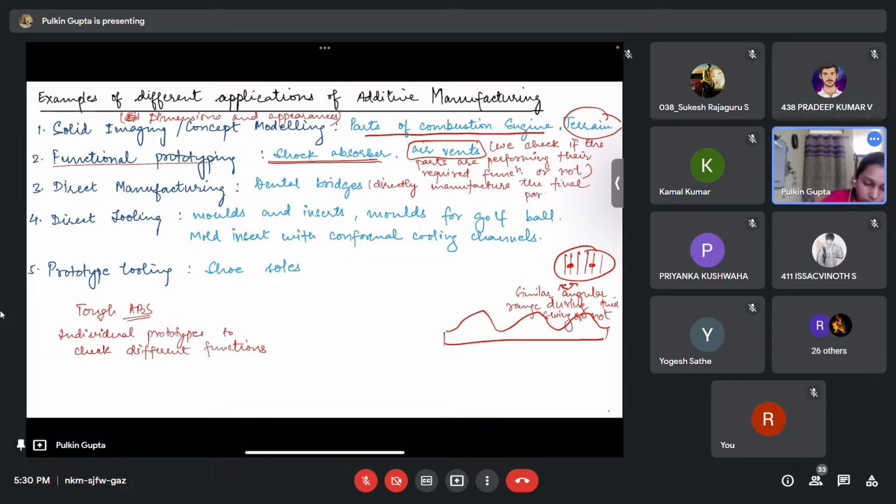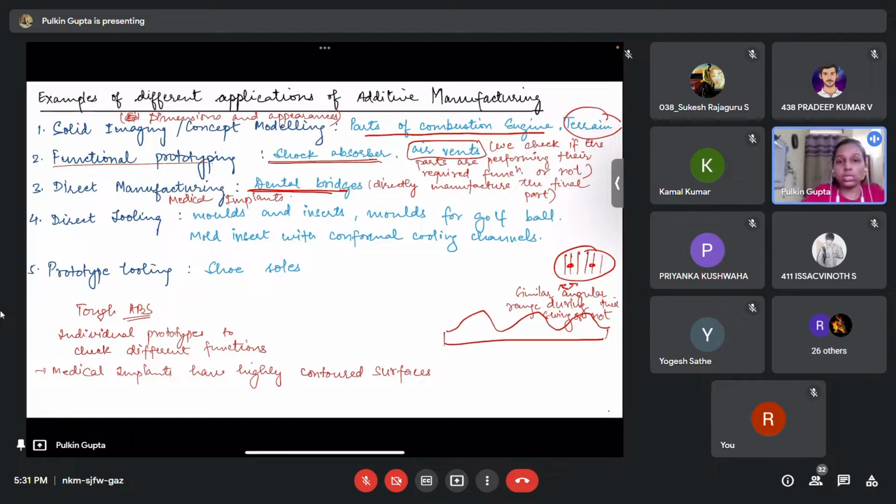So for example, dental bridges or medical implants are very common examples of direct manufacturing because they have highly contoured surfaces. These medical implants have highly contoured surfaces, so these are difficult to manufacture using conventional techniques.